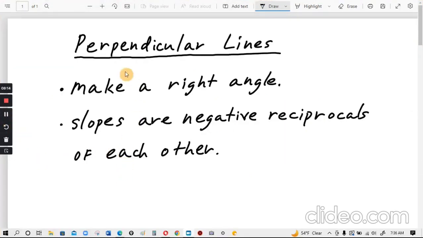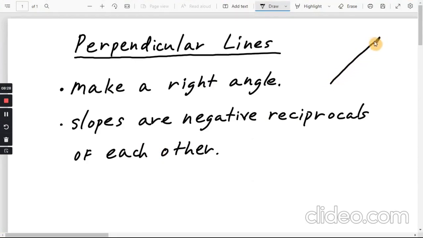All right, so perpendicular lines, they basically make a right angle, and the slopes are negative reciprocals of each other. Okay, we'll go over what that means in a minute, but if two lines are perpendicular, let's say you have one line like that, and another line like that, they are going to make a right angle.